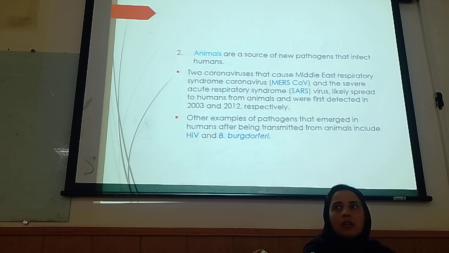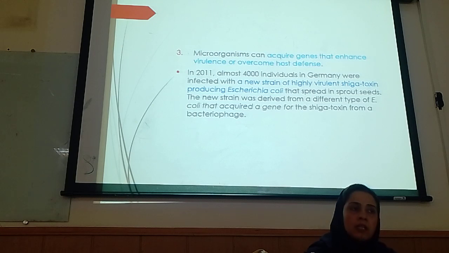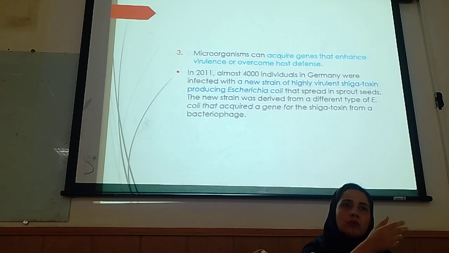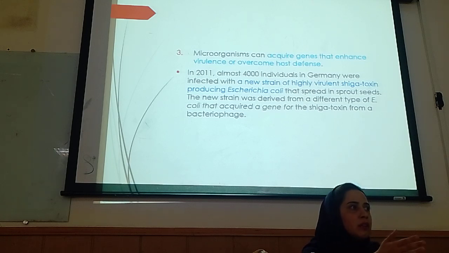Sometimes, for example, like what we see in COVID-19, animals are sources of new pathogens that infect humans. For example, in COVID, it was said that it is from bats. And sometimes there are some mutations in the genes, and it causes the microorganisms to be more resistant, and they can enhance some virulence and overcome most defenses.